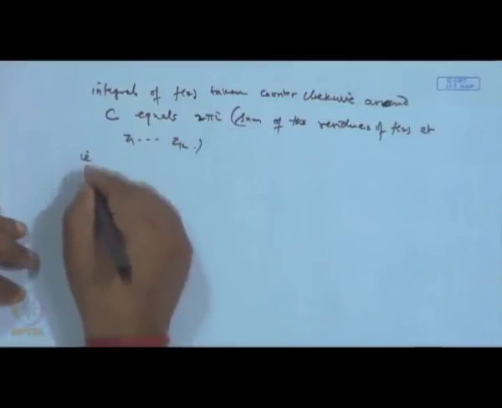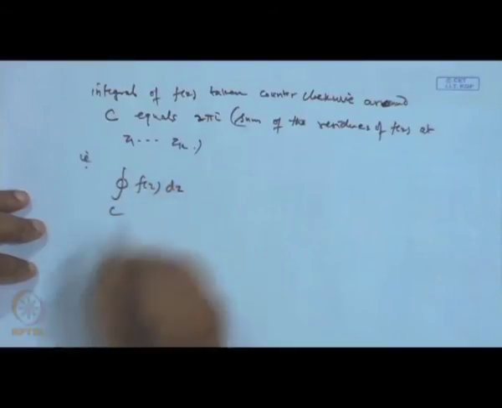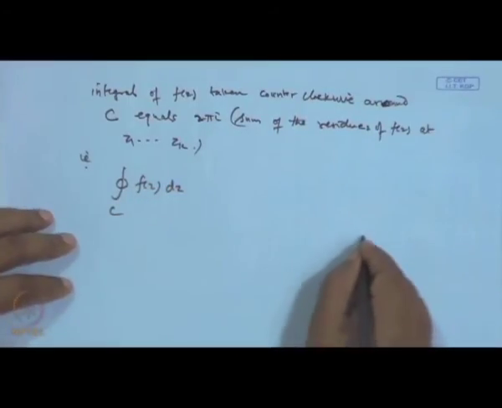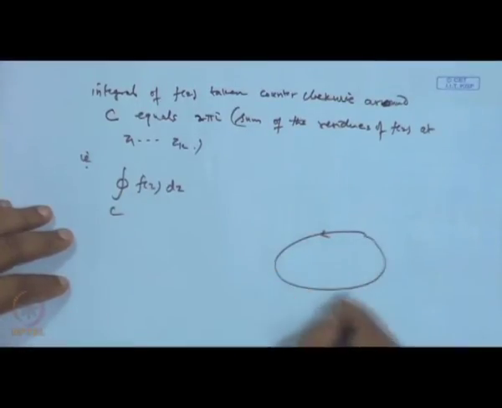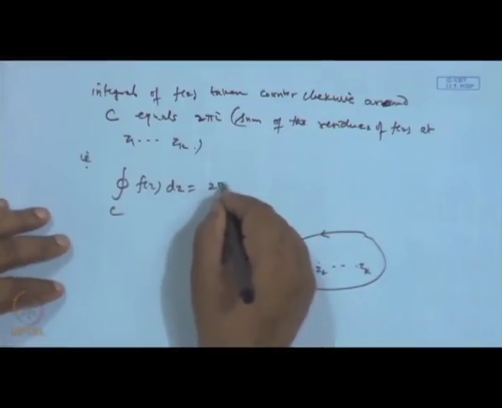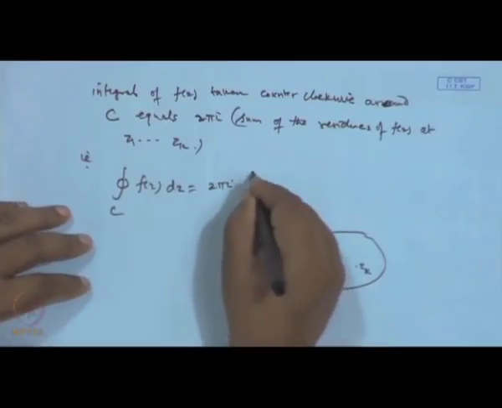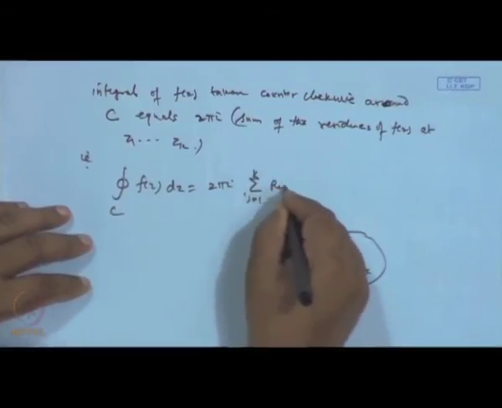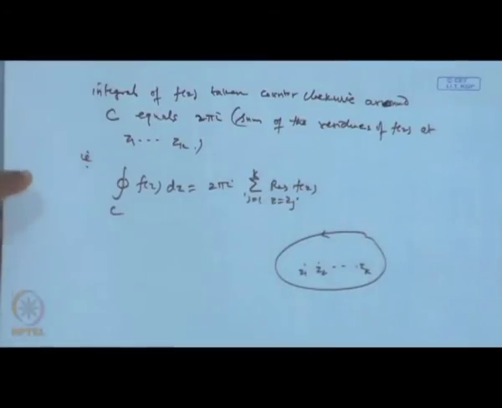That is, the meaning is this: the integral of the function f(z) along the path C, where C is a closed curve and the function is analytic everywhere except possibly at these k points, which are singular points, has the value 2 pi i times the sum, j equal to 1 to k, of the residue of f(z) at z equal to zj. The proof is very simple.